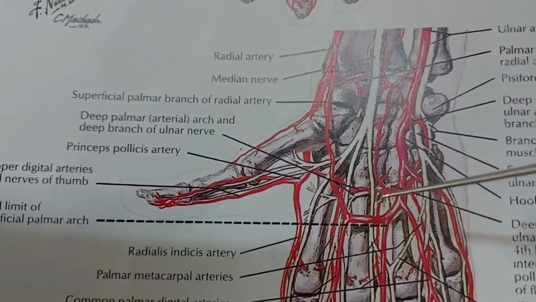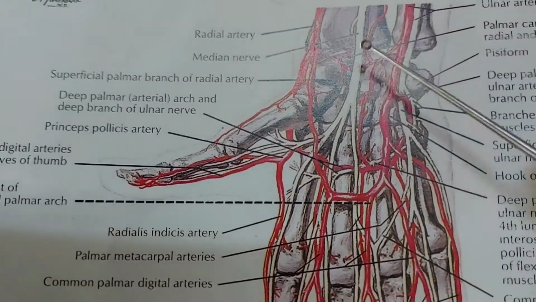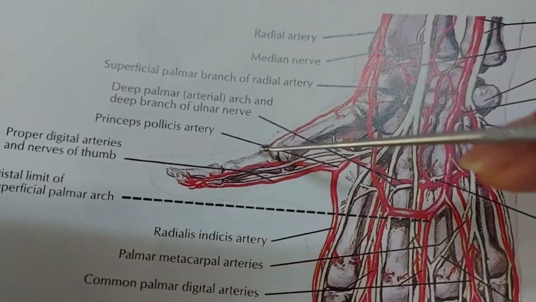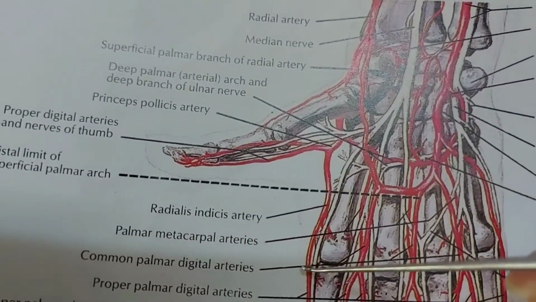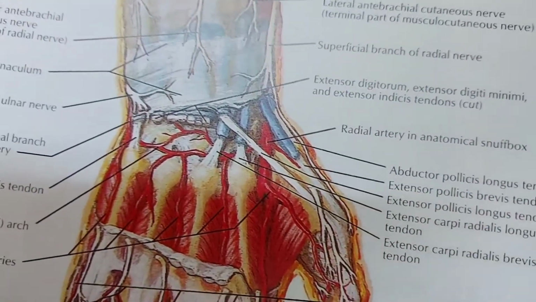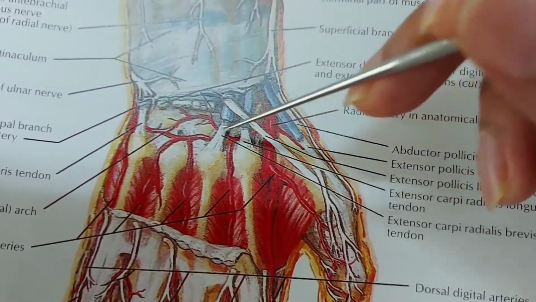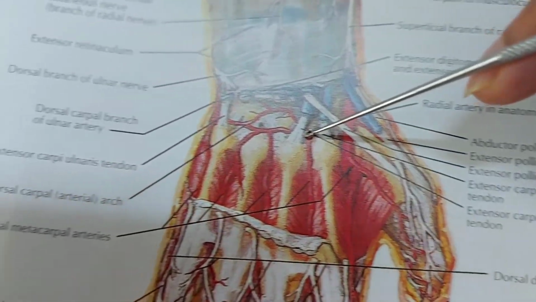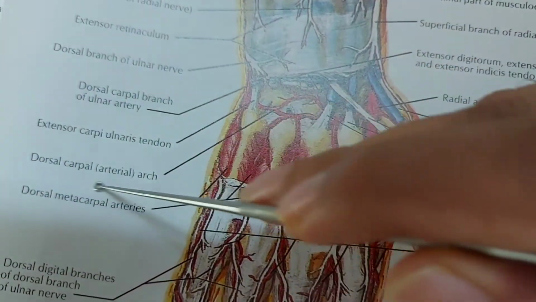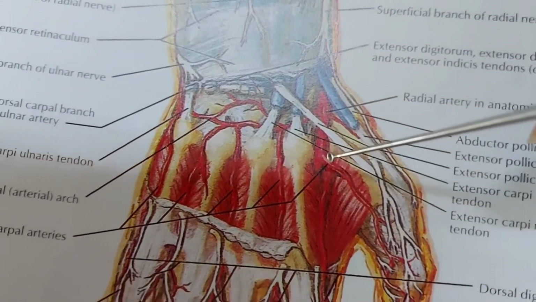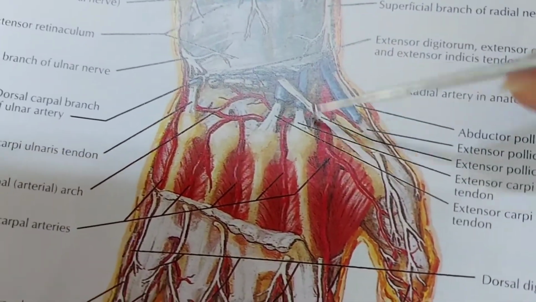So the branches of the radial artery on the palmar side of the hand are the superficial palmar, princeps pollicis, radialis indicis, and the deep palmar arch. And in the dorsum of the hand, this artery has two branches. This is the dorsal carpal arteries. And here is another artery from the radial artery on the dorsal side of the hand.